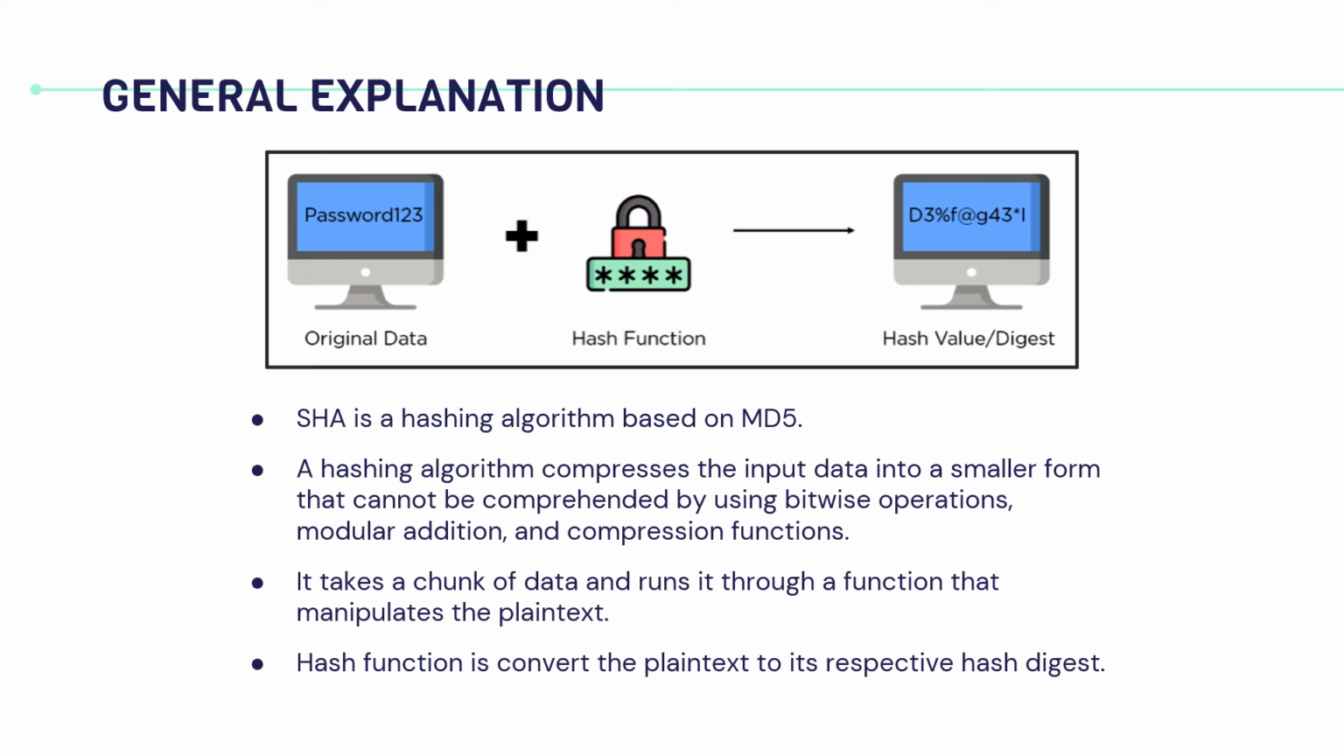It takes a chunk of data and runs it through a function that manipulates the plain text with math. The hash function produces the hash value, which is the result of the hash function. The hash function is responsible for converting the plain text, which is the original data, to its respective hash digest. They are expected to be irreversible, which means your digest should not under any circumstances give you the original plain text. Hash functions, regardless of the number of repetitions, provide the same output value if the input remains unchanged.